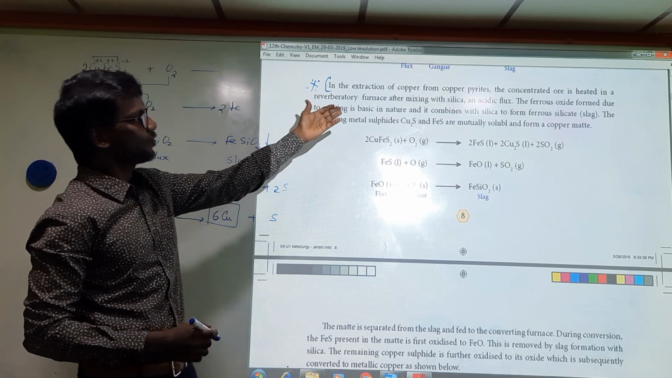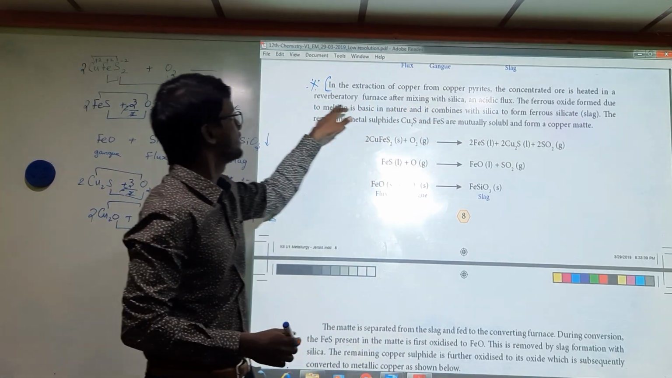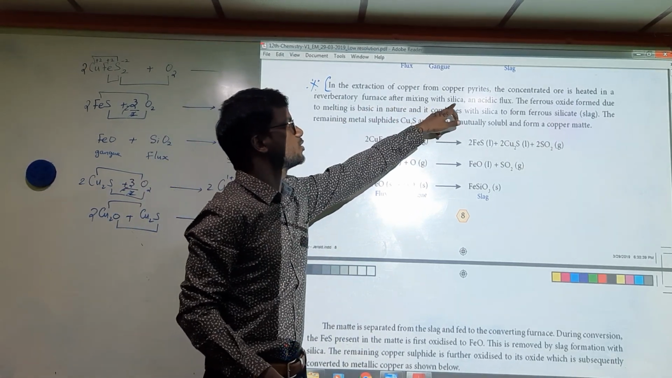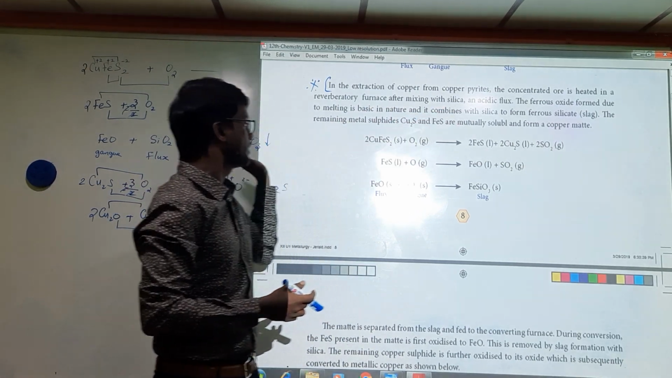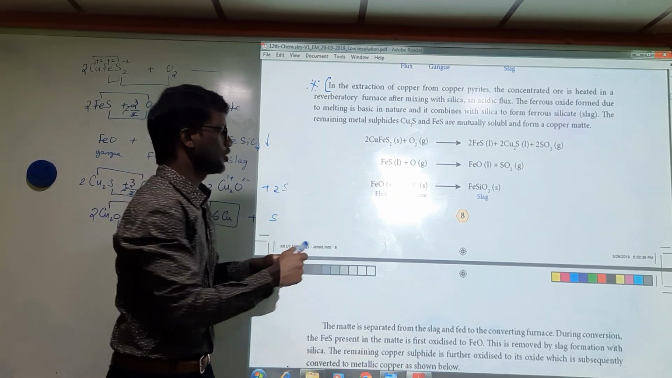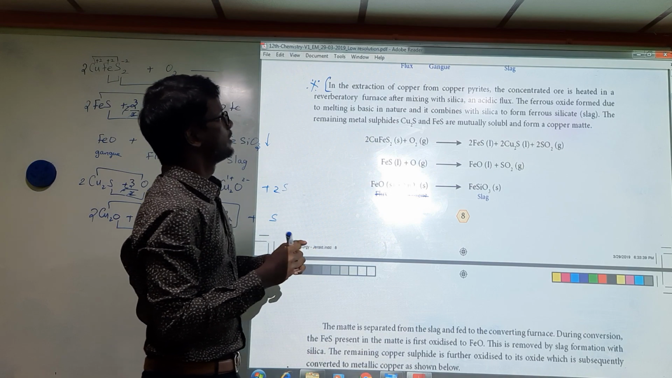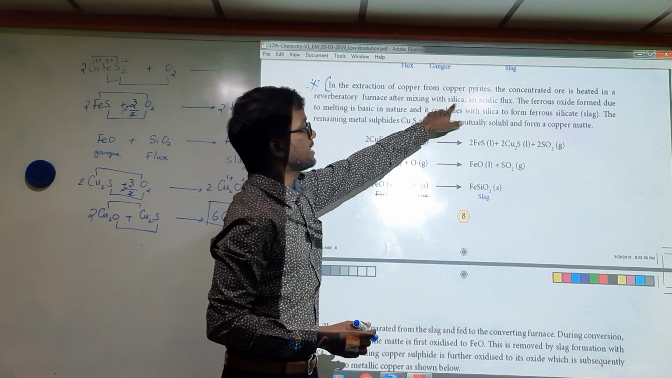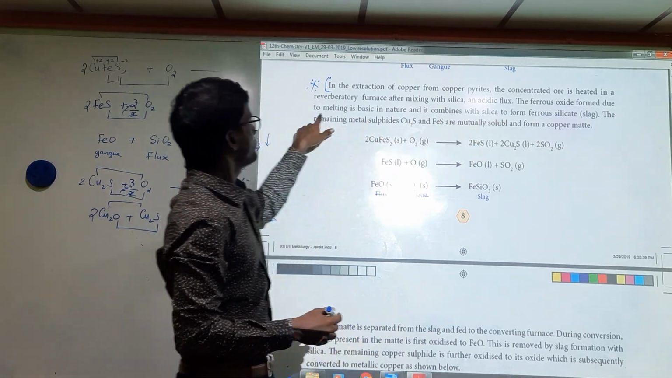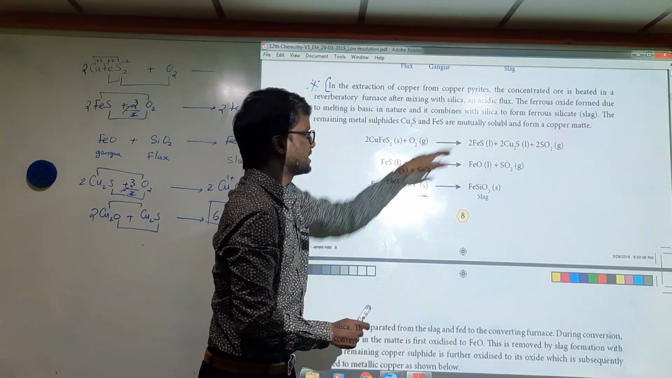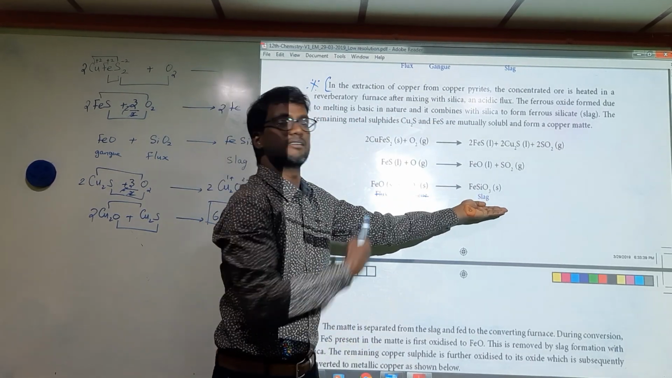In the extraction of copper from copper pyrite, the concentrated ore is heated in the reverberatory furnace, a type of furnace, after mixing with silica. Silica is going to be the acidic flux, as I showed you in the equation. Silica is wrongly printed here; this is going to be flux and this is going to be gangue, so you can change it. The ferrous oxide formed due to melting is basic in nature, and combined with silica it forms ferrosilicate, which is the slag.